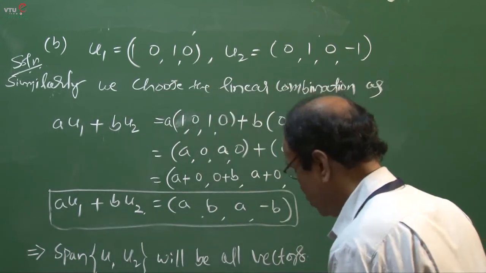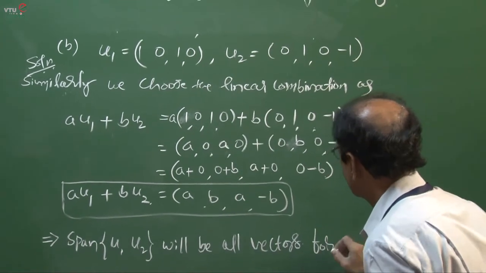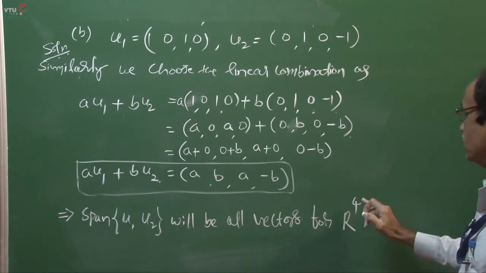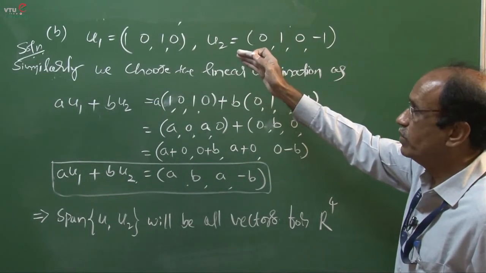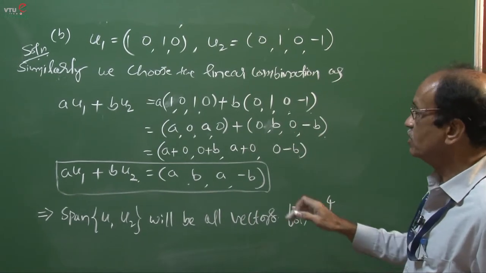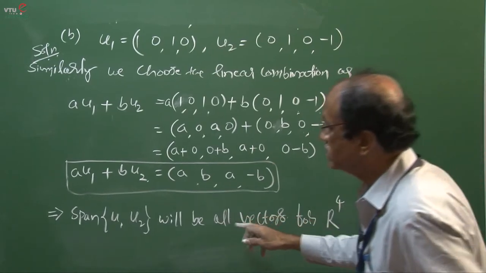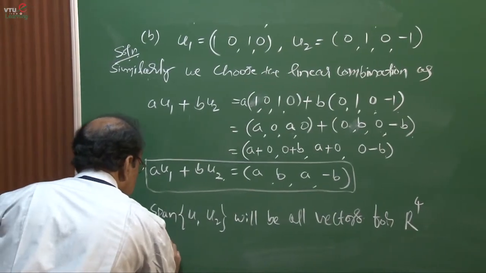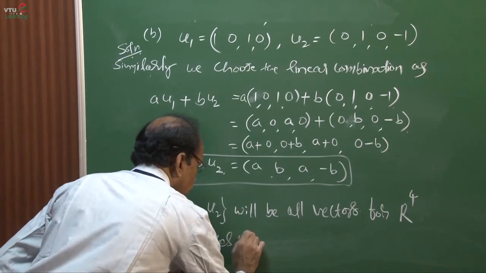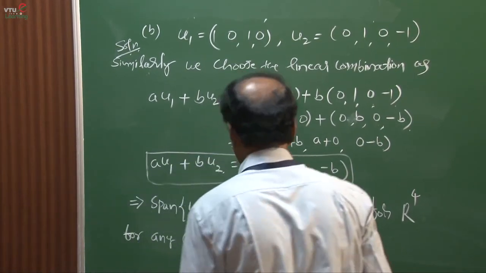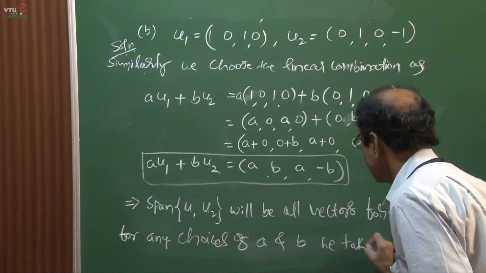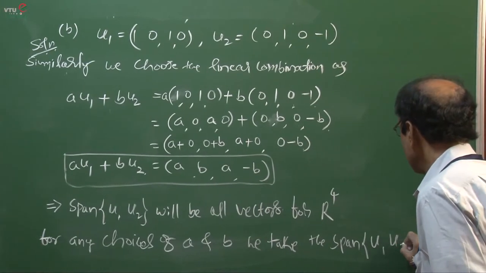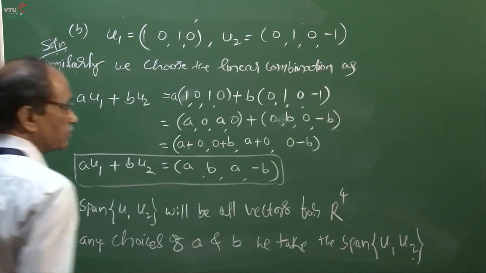That will be of all vectors from which region, R to the power of 4, because there are 4 values, 1, 2, 3, 4, we write R to the power 4. If there are 2 values, we write R to the power 2, and 3 values, as we did in the previous problem, R to the power 3. This is in the region R to the power of 4. Here also, for any choices of A and B, we take the span of the given vectors, that is u1, u2. So, this is the answer for part B of the question.